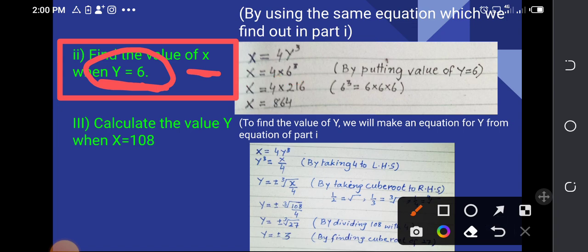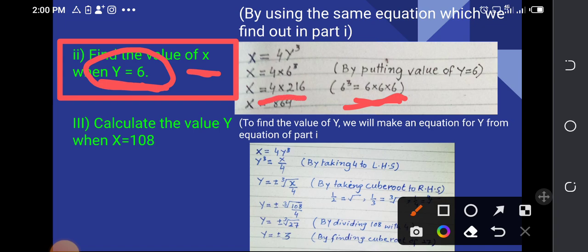Okay, 216. How? By multiplying 6 three times. 6 times 6 is 36, and 36 times 6 is 216. This is how we got the answer of 6 cubed.